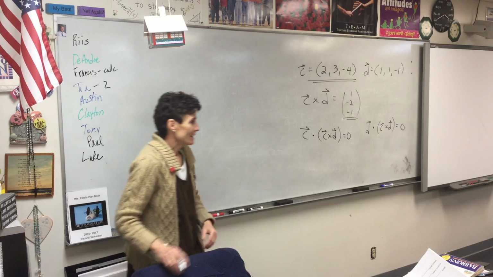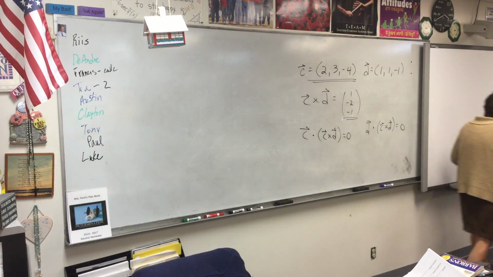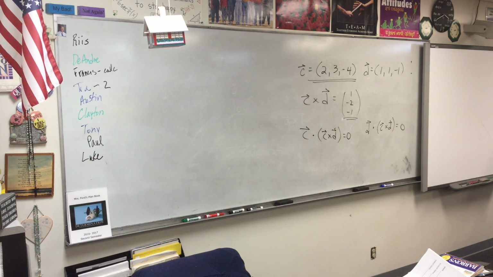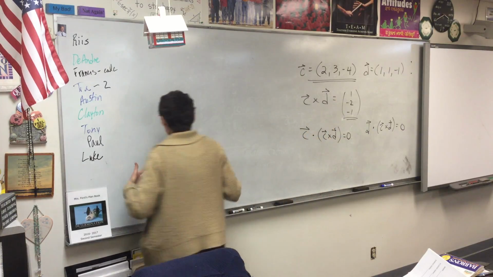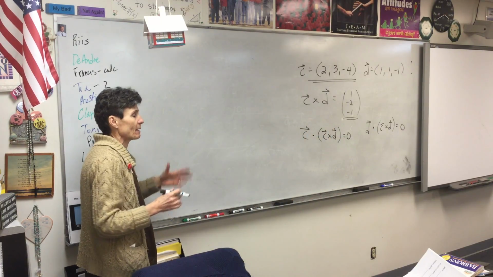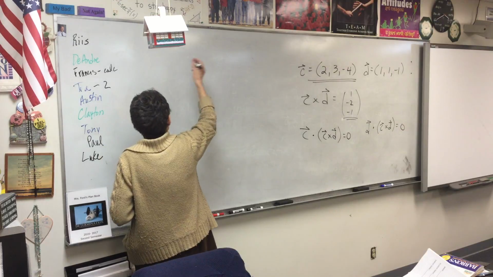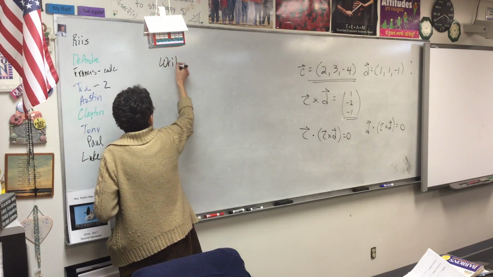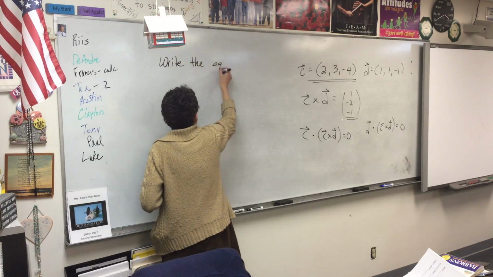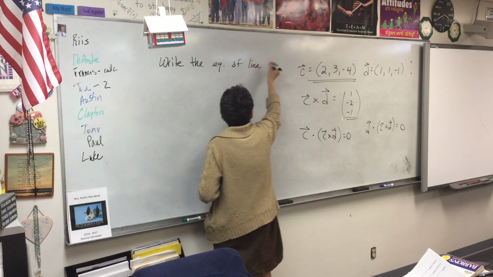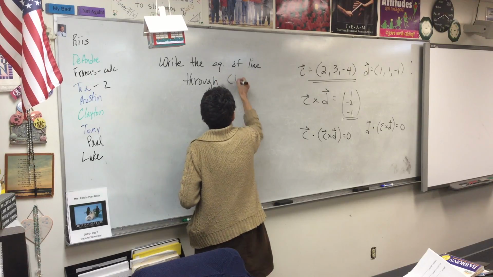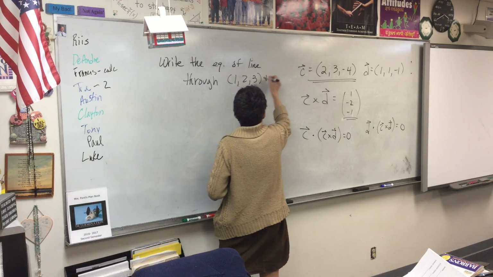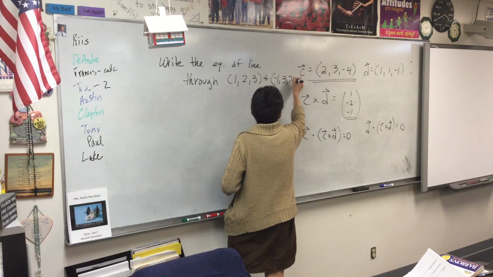All right? Now, we have one more really important thing to learn. It's new. We have a couple other things to learn, but a new thing about 3 dimensions. Let's suppose we want to write the equation of the line through (1, 2, 3) and (-1, 3, 7).